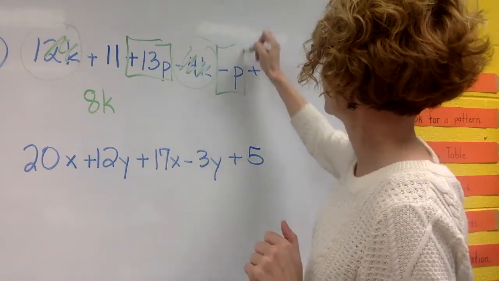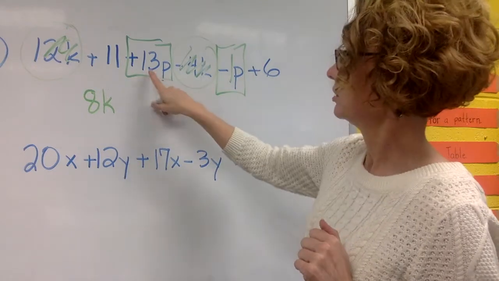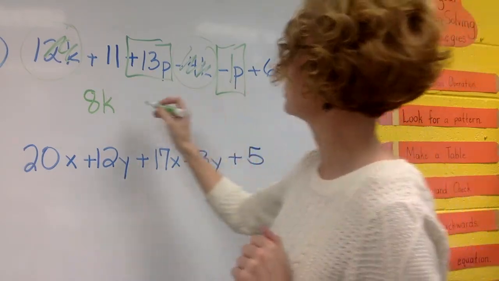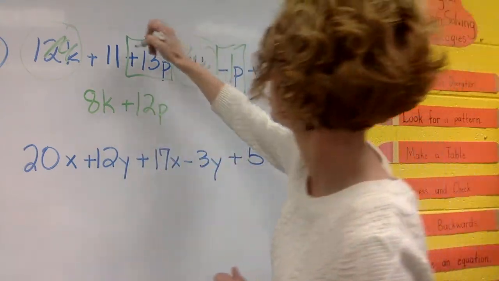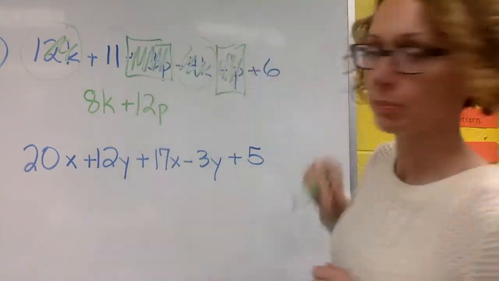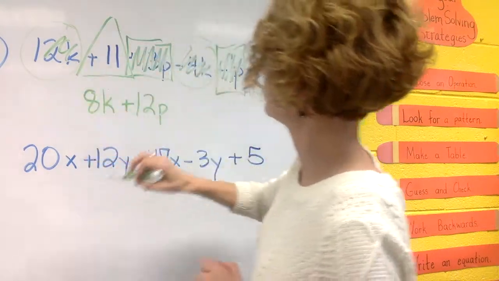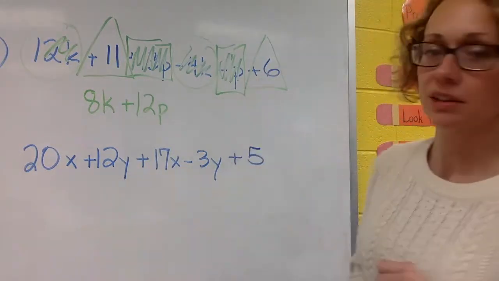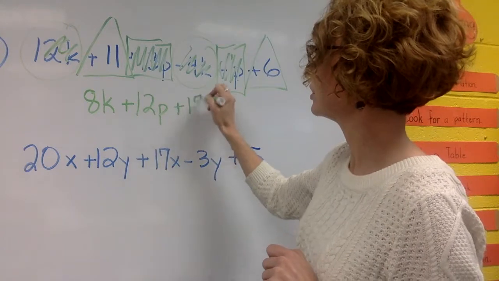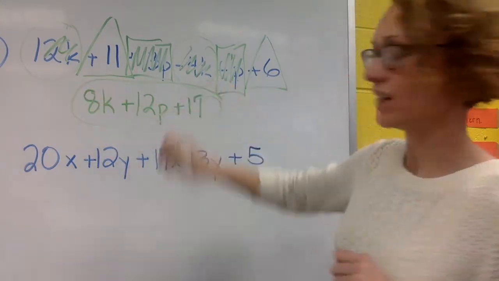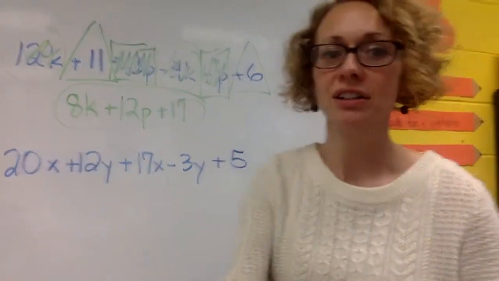K comes before p. And remember that this is a 1 in front of that p, so it's an understood minus 1. So I have 13p minus 1p, and I'm going to write that as 12p. I'll mark off my p values. Next, I'm going to put a triangle around these because I have numerical values. They're constants. I can put those together. So 11 plus 6 would be a total of 17, and there's my final expression. Knocking these things right out. I think they're fun. All right, let's look at number 4.